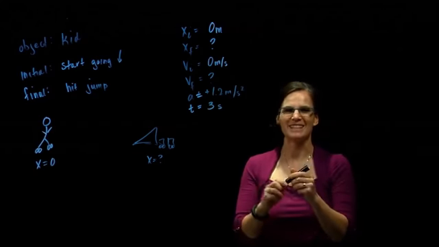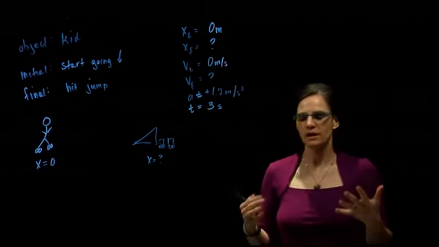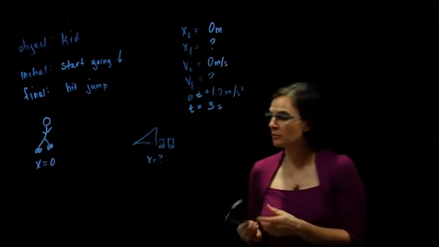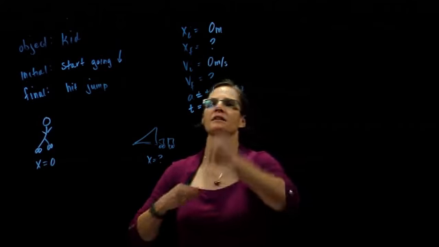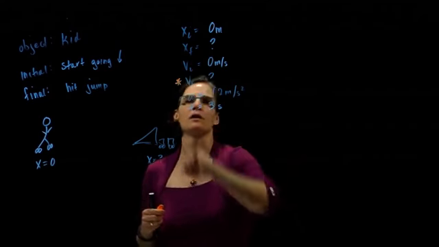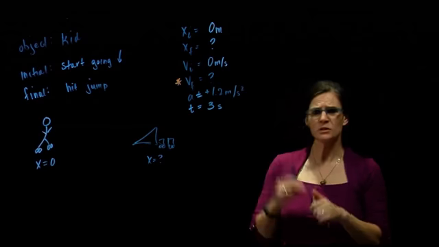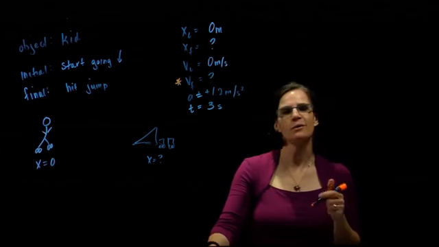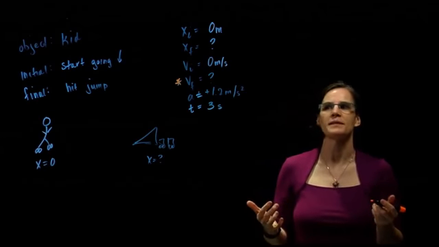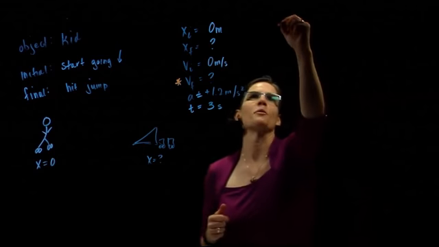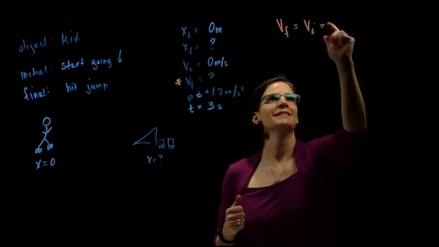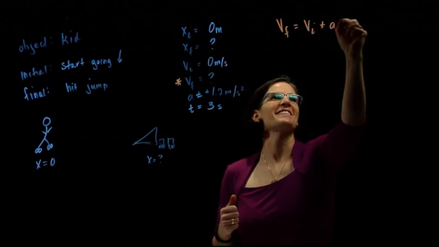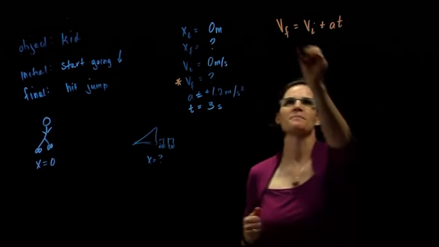Then we have to identify what we want to know. What is going to answer that question? And the problem says how fast at the jump, how fast at the end. So we want to know our final velocity. So we mark that variable that we want to know, and then we get to look at which equation is going to help us out. Final velocity is only in one of them. That's our final velocity. It's our initial velocity plus acceleration times time.